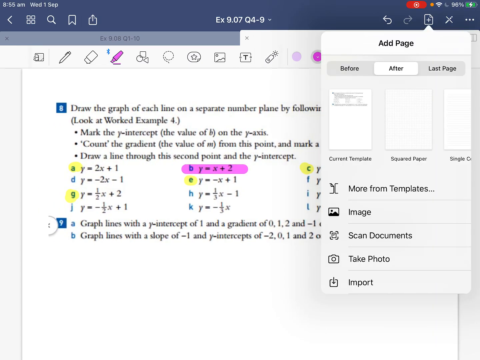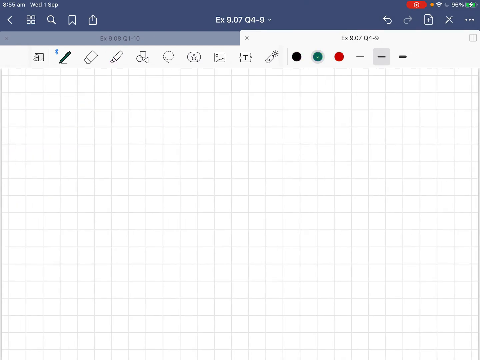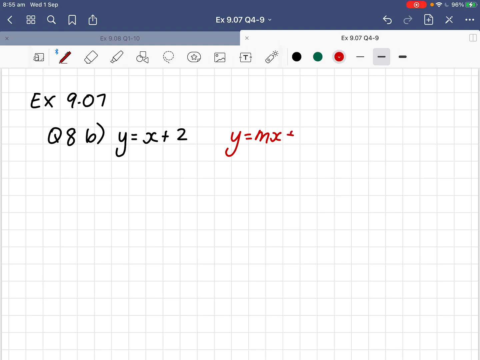So on a new page, this is exercise 907, question 8b. We have the equation y equals x plus 2. Now first I want to look at how it's in the form of y equals mx plus b, and I'm going to identify my gradient and my y-intercept. So my gradient here is 1, my y-intercept is 2.